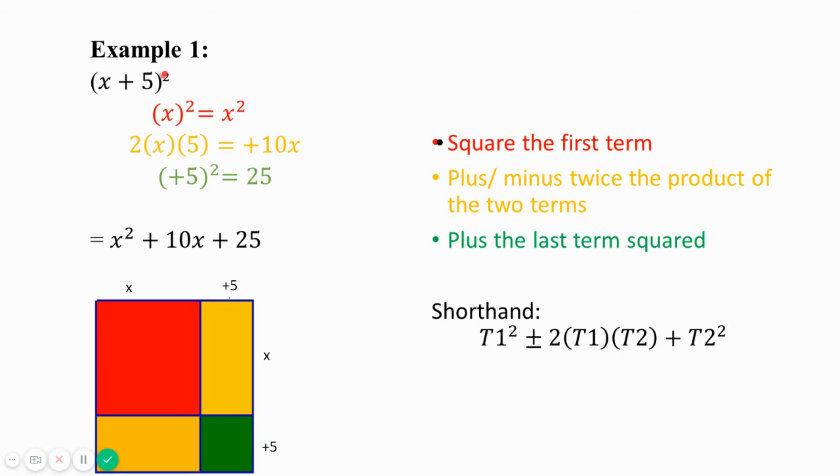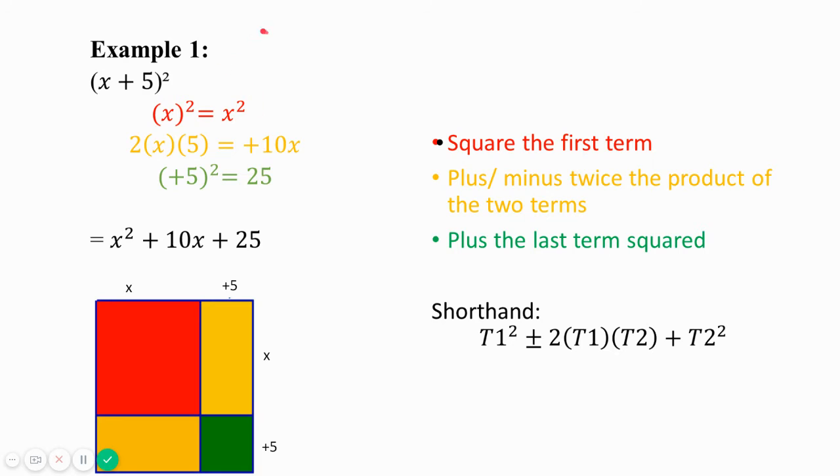Let's do another one. Here's another example. X plus 5 all squared. It's a binomial being squared. So take the first term and square it, x squared. Then take twice the product of the two terms, x times 5 is 5x. So twice that, double it, is plus 10x. And then it's always plus the last term squared. 5 squared is 25. So that was quick. X squared plus 10x plus 25.